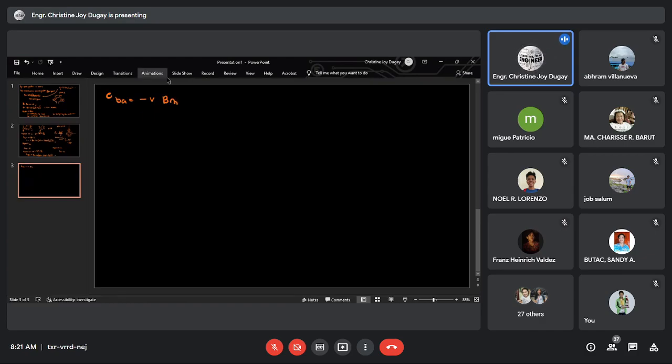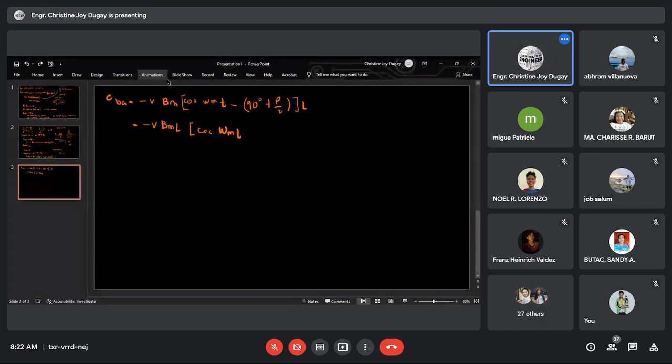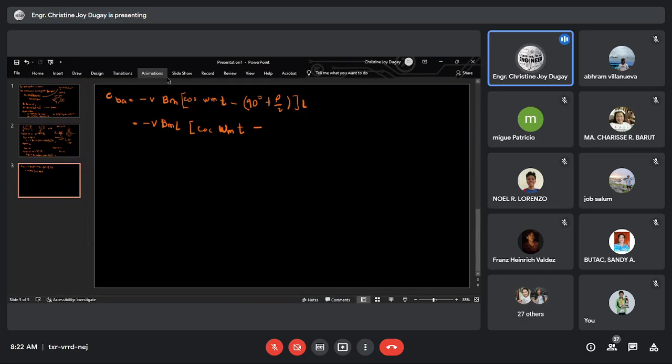Bm cosine of omega m t less 90 degrees plus rho over 2, quantity L. If we simplify this, it will be negative V Bm and the length L, multiplied by cosine omega m t. The m is small, omega m and t, and the t is not small. Less 90 degrees less rho over 2. That is our simplification for EBA.